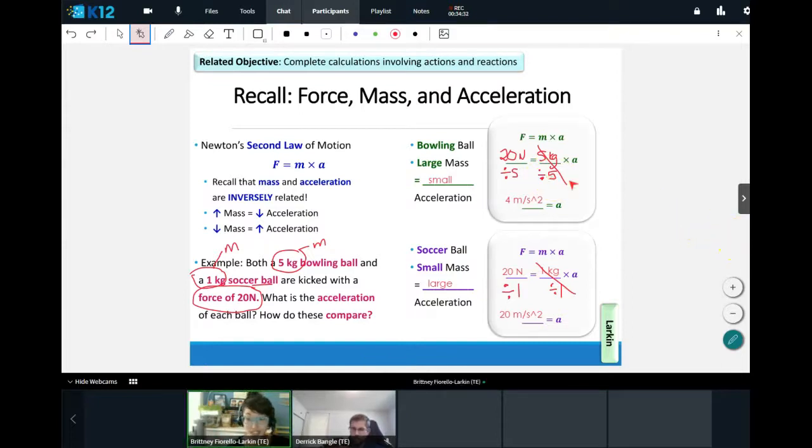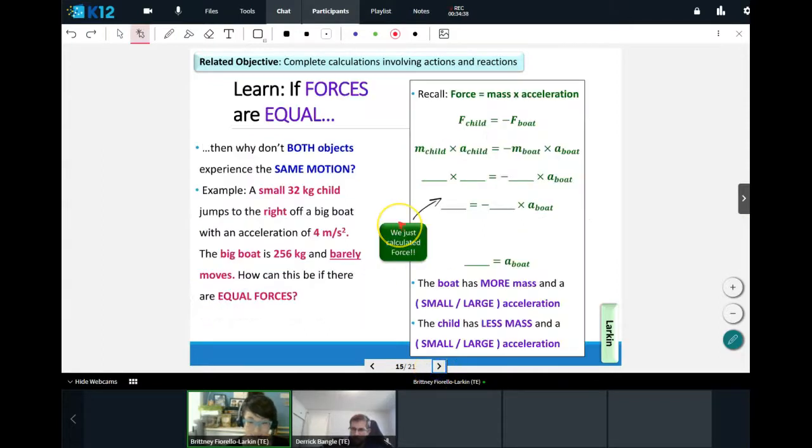All right, so this is going to get into a kind of tricky part here, okay? So don't be too intimidated. We're going to work on it together, okay? So here's the thing. If forces are equal, right, we know they're opposite at this point, but if they're equal, then why don't both objects always experience the same type of motion?